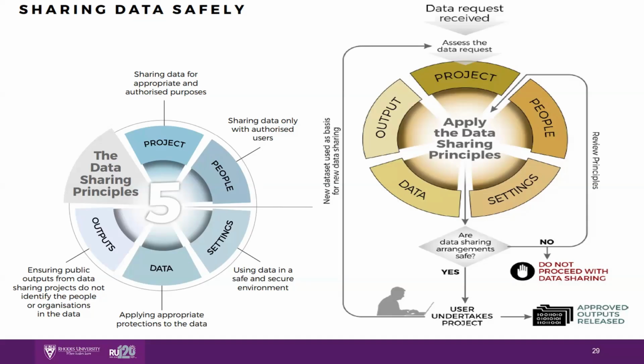Then you want to look at the outputs as well. That's the fourth aspect: ensuring public outputs from data sharing projects do not identify the people or organizations in the data. This speaks to what we covered 2 days ago, that is, the proper de-identification of the research data in a manner that prevents someone from re-identifying the data, or at least limits the degree to which someone can re-identify the data.